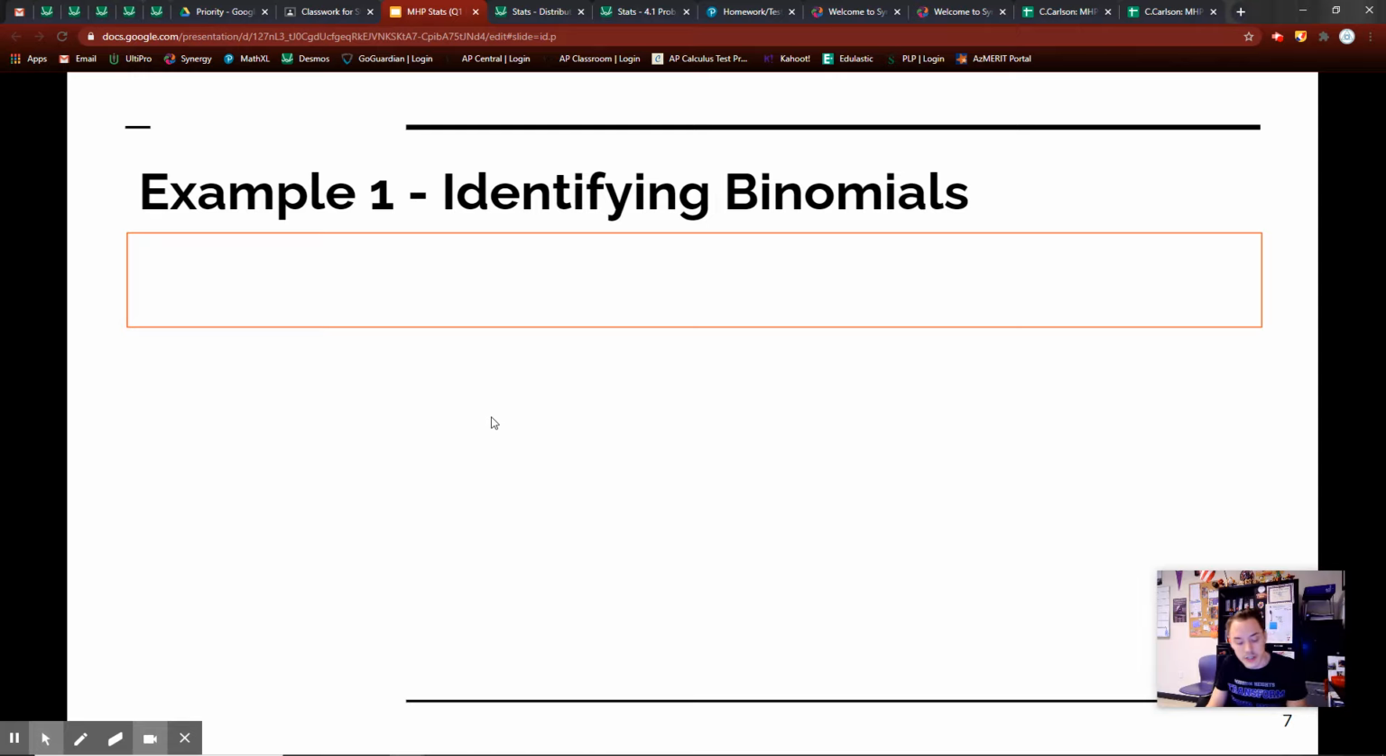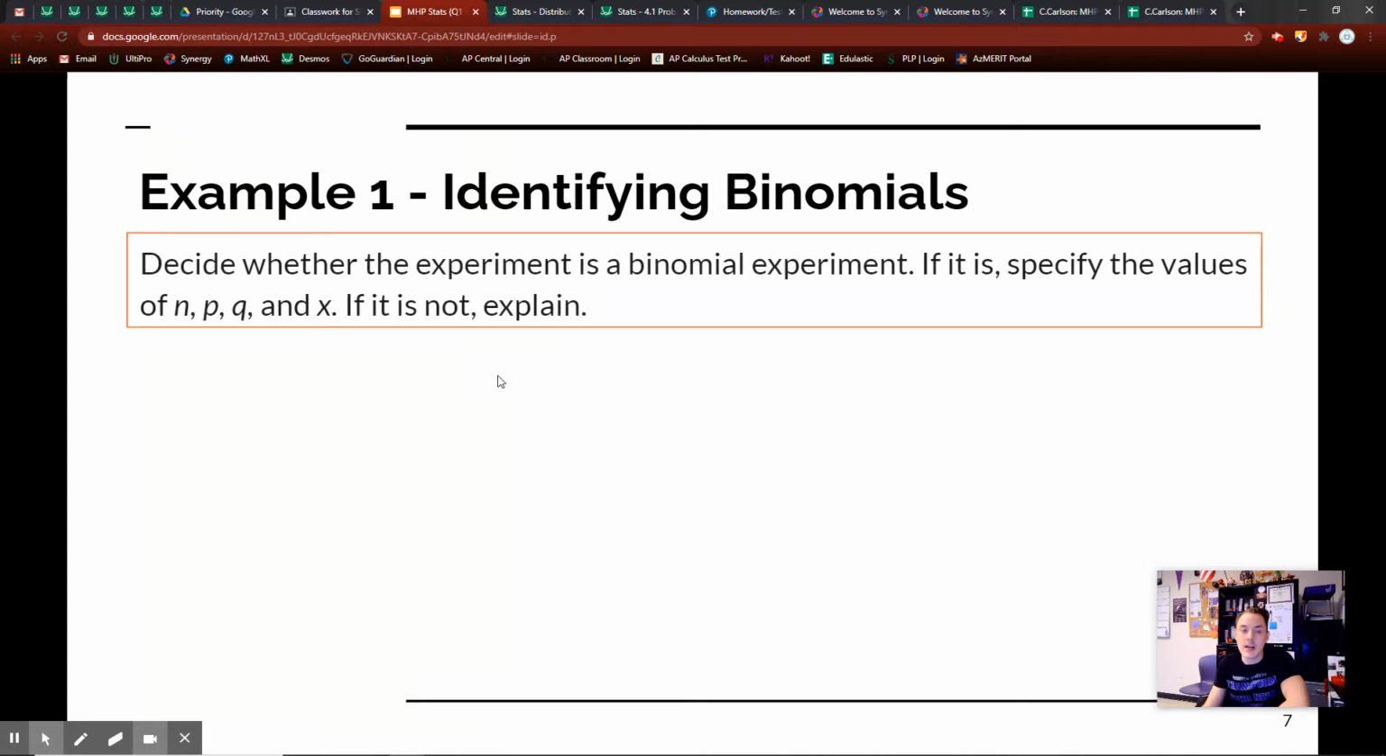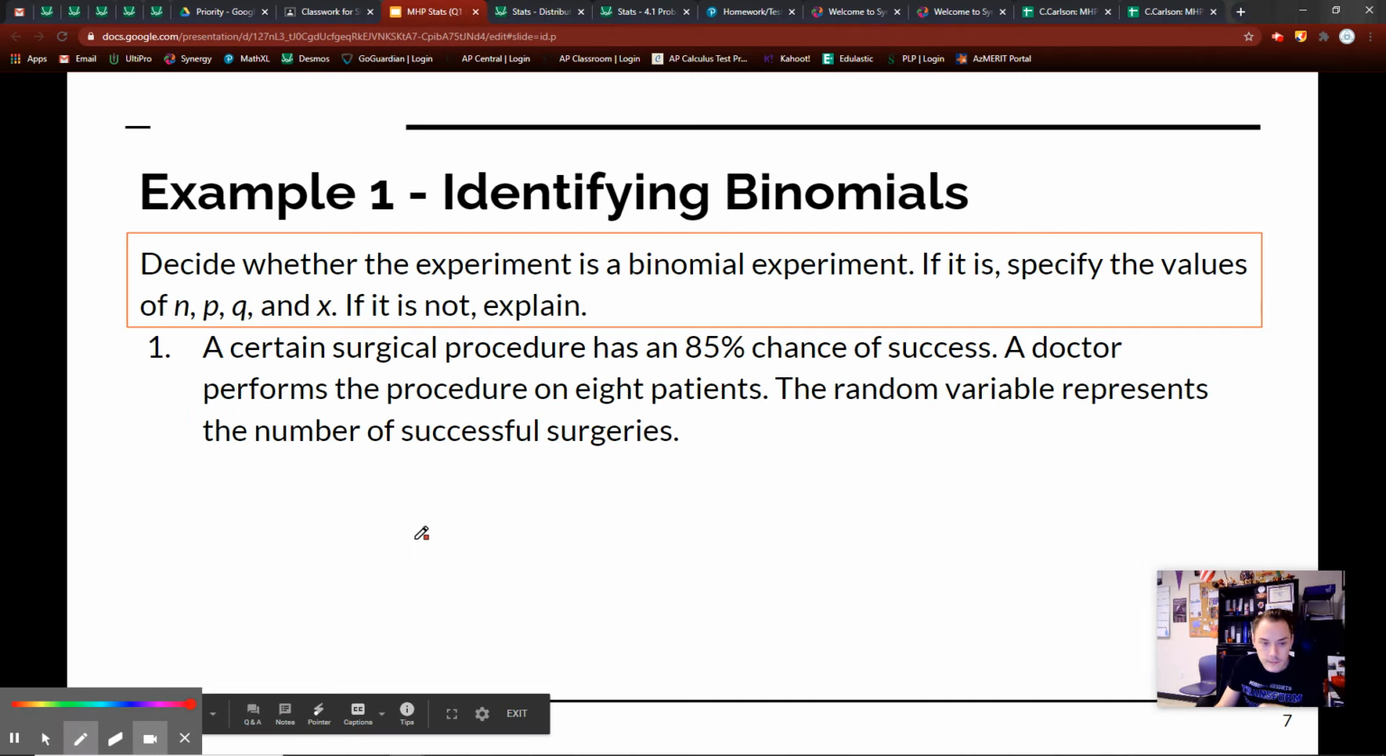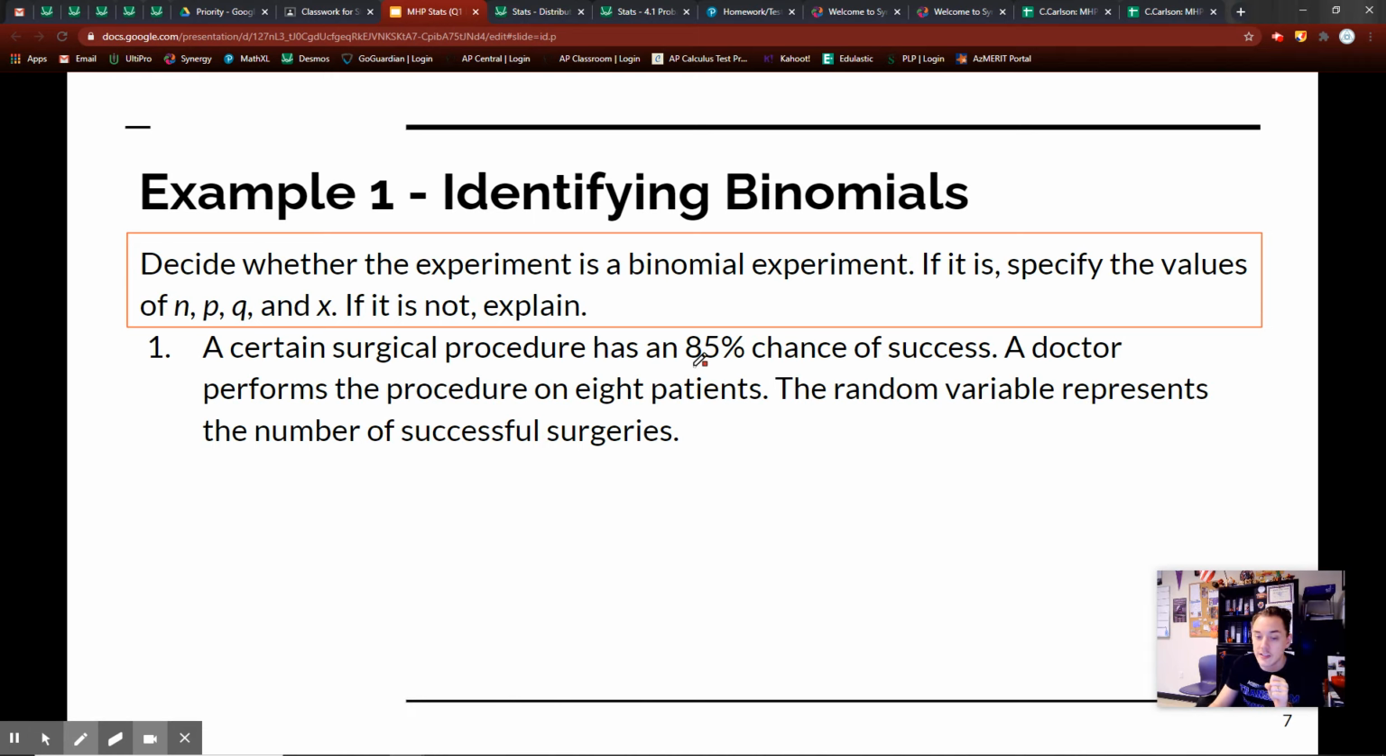Let's actually do a couple of examples, 3 to be exact, on how to identify a binomial experiment. Decide whether the experiment is a binomial, and then if it is, we're going to label these answers N, P, Q, and so forth. A certain surgical procedure has an 85% chance of success. A doctor performs the procedure on 8 patients. The random variable represents the number of successful surgeries.